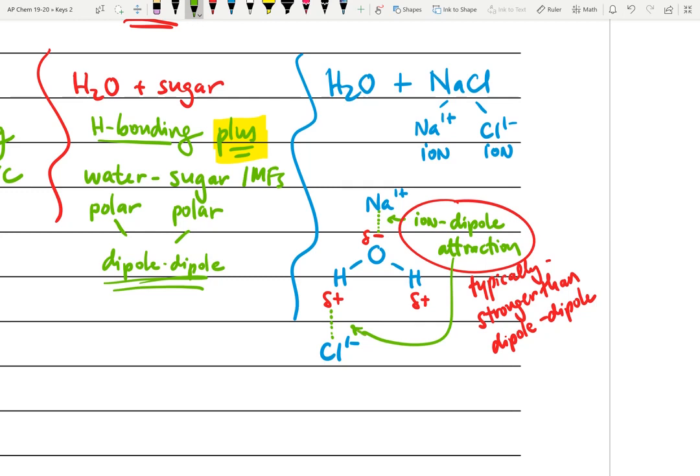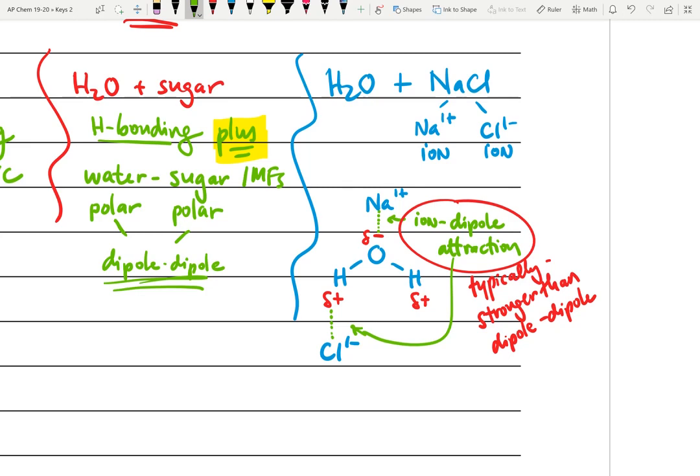So we have ion-dipole attractions with sodium and water. We have ion-dipole attractions between chloride and water, and ion-dipole attractions on top of what the water already has, which is those hydrogen bonds of its own. Again, the sum of the intermolecular forces in salt water, which is hydrogen bonds plus ion-dipole attractions, is going to be greater than just the hydrogen bonds that pure water would include.